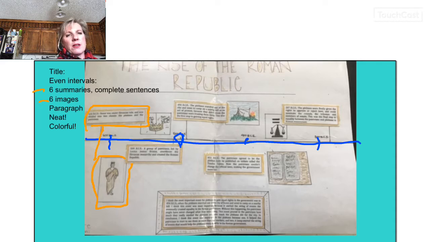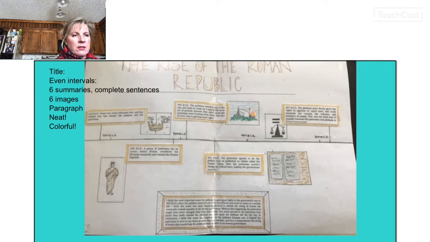It can be written as an RBG. I am looking for a topic sentence, 3 supporting detail sentences, and a concluding sentence. Finally, make sure that when it's all said and done, it is neat, easy to read, and colorful. And then let's move on to some examples.